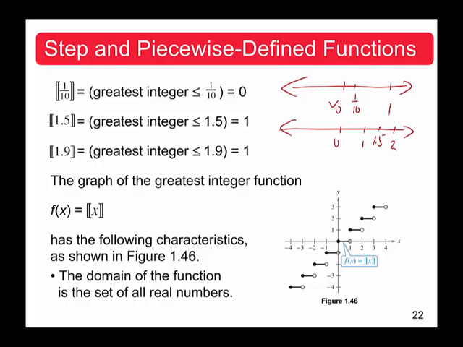1.5 is right in the middle of 1 and 2, and the greatest integer must be 1. Greatest integer less than or equal to 1.9 is also 1. And if you look at it, for the greatest integer function, this is the graph of it. And the domain will be the set of all real numbers, meaning all real numbers are possible. So the domain is -infinity to infinity, all real numbers.